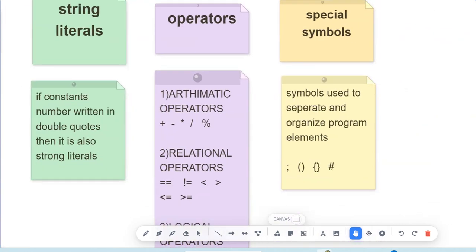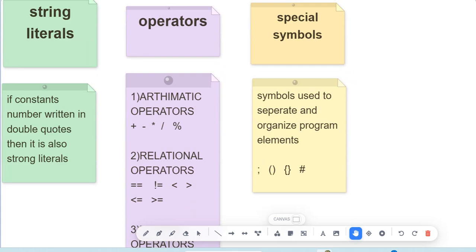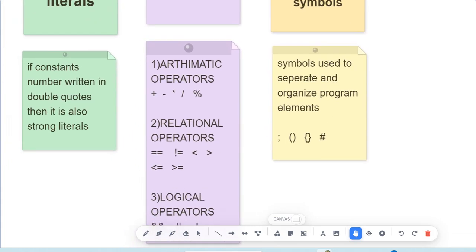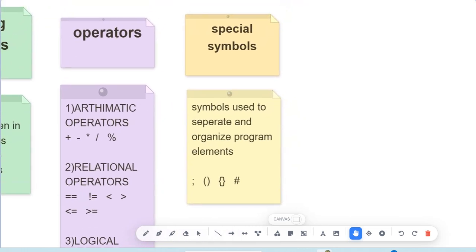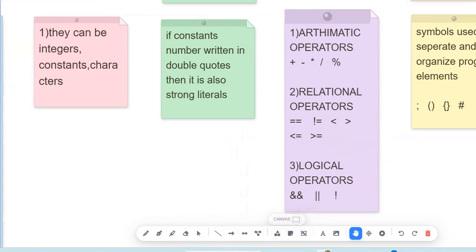Next, coming to the operators, there are three types of operators: arithmetic operator, relational operator, and logical operator. In detail, I will explain these symbols, what are its purpose in the further videos. Next, coming to the special symbols that are used to separate or organize the program. Okay, these are the symbols, few special symbols.